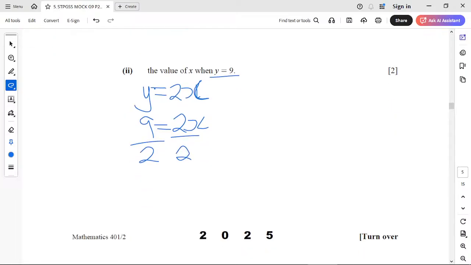Once we do that, what do we get? These 2 and these 2 cancel each other out, so we write x like that. Then 9 divided by 2 gives us 4.5. So the value of x is 4.5.